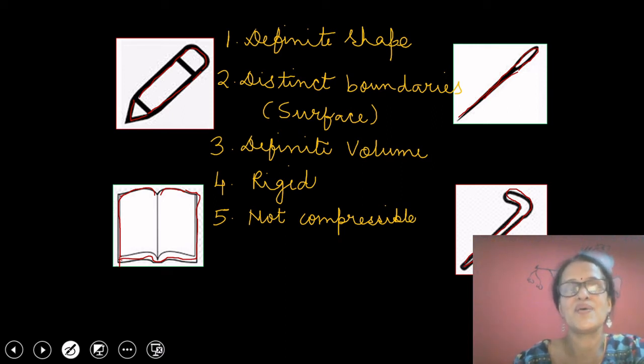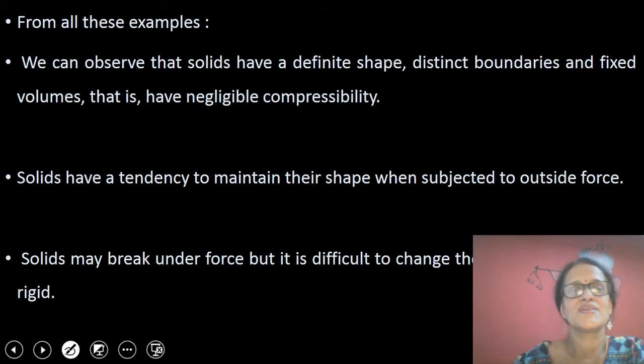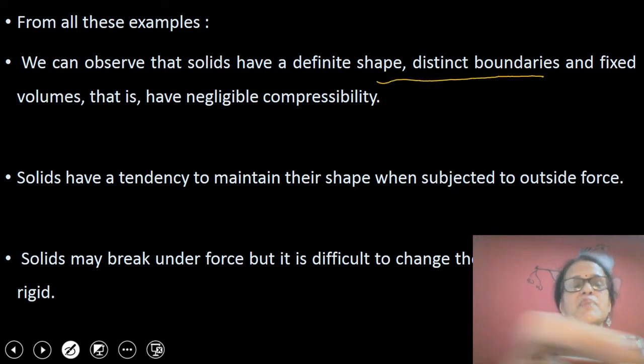Now, what do you think? Will these items diffuse into each other? Children, the solids cannot diffuse into each other, but some of the solids like potassium permanganate, copper sulfate, sugar, salt, etc. undergo diffusion when dissolved in water. So we can conclude that solids cannot diffuse into each other, but some of the solids can diffuse in some suitable solvent like water.